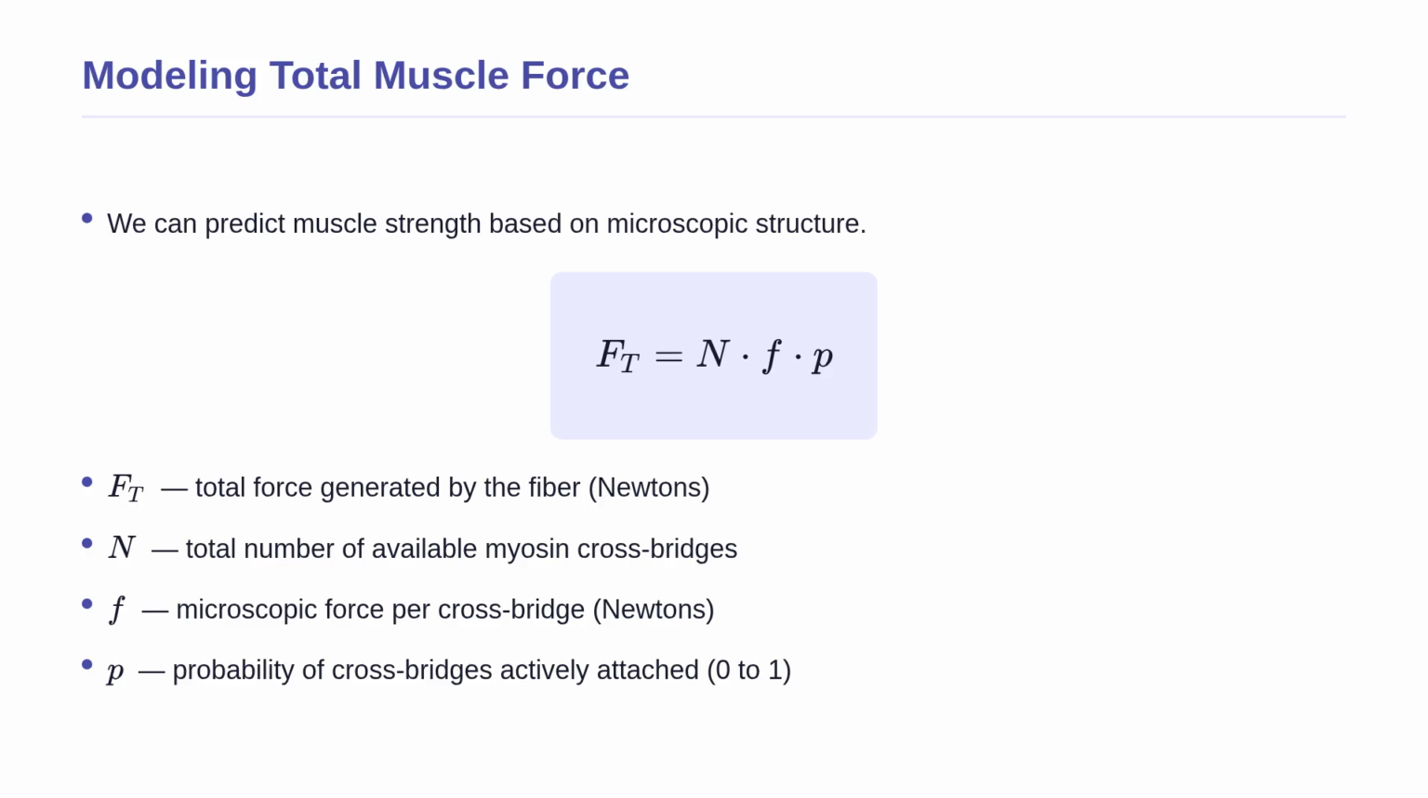If a muscle grows larger through weightlifting, N increases. The variable F is the tiny force generated by a single cross bridge. Finally, P is the probability that a cross bridge is actively attached. If calcium levels are high, P increases, leading to a stronger contraction.